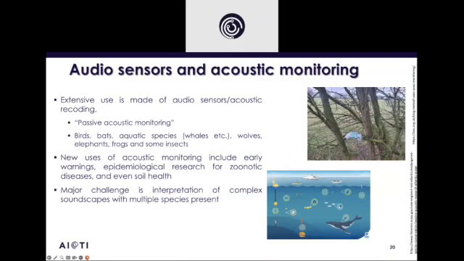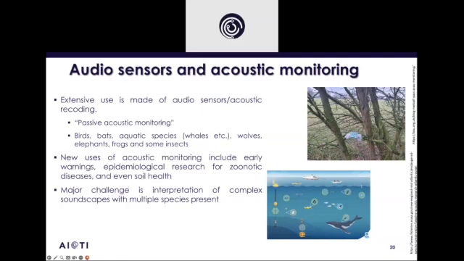So here is another source of data that's of great interest: audio sensors and acoustic monitoring. Extensive use is made of audio sensing. There's a term in the field of passive acoustic monitoring. So you monitor birds, bats, aquatic species. I mentioned whales before, wolves, elephants, frogs, and some insects. Again, you're limited by animals that actually make sounds or that make detectable sounds, because not all animals do that, and not all plants. We generally think of plants as silent, but I'll come back to that.